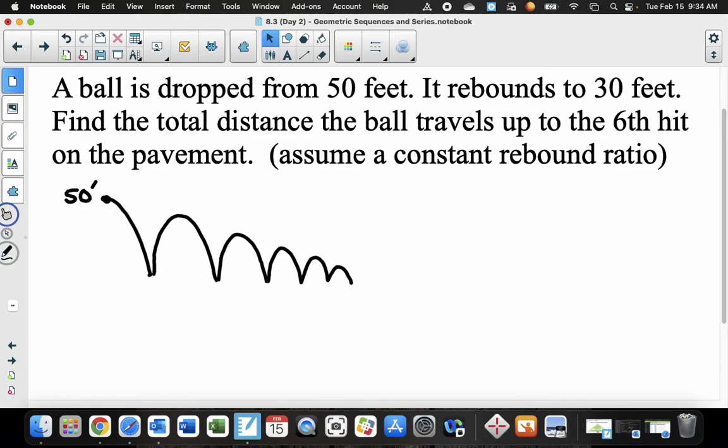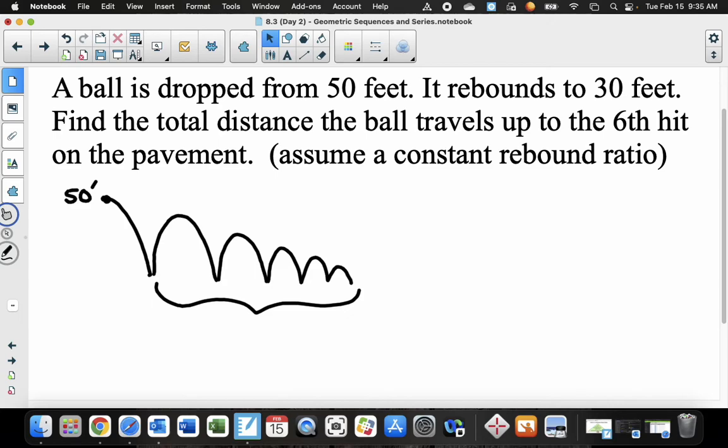If you take a look at this one, ignoring the numbers for a second, where does the actual pattern begin? If we're looking for patterns, that's what this chapter is about. Where does the pattern begin? Once it hits the ground. From here on, they almost look like parabolas. Parabola, smaller parabola, smaller parabola. There's the pattern right here. That's what we're going to take a look at. And we'll bring the 50 back in a second.